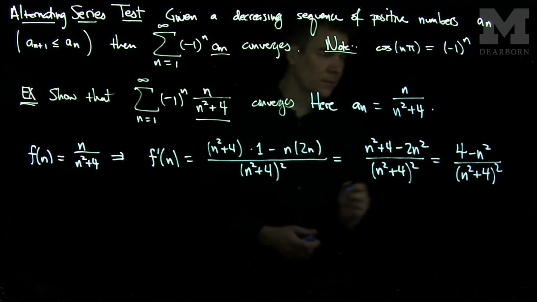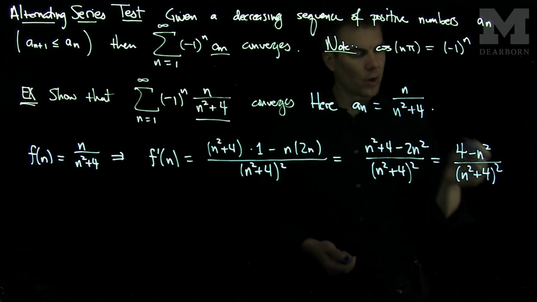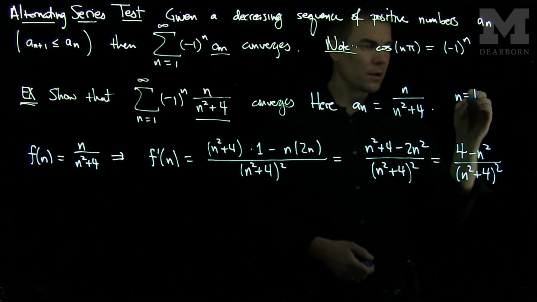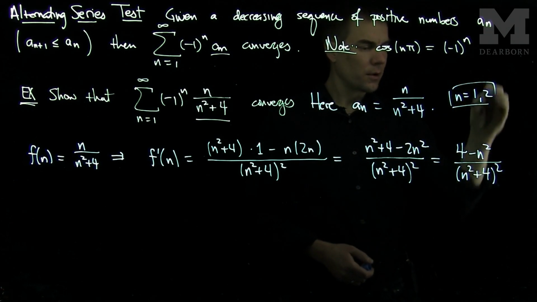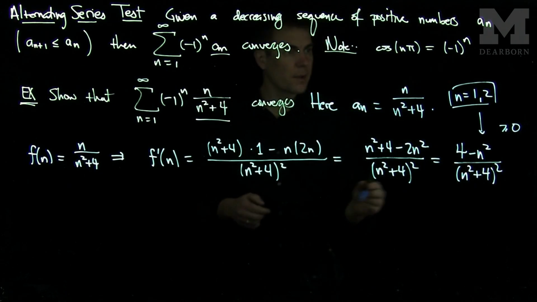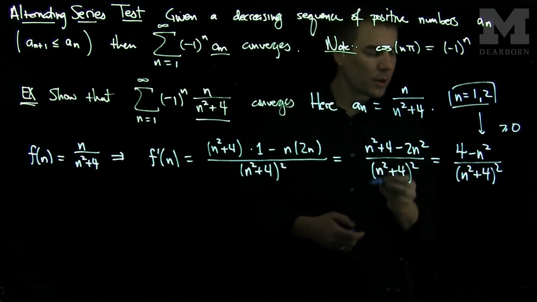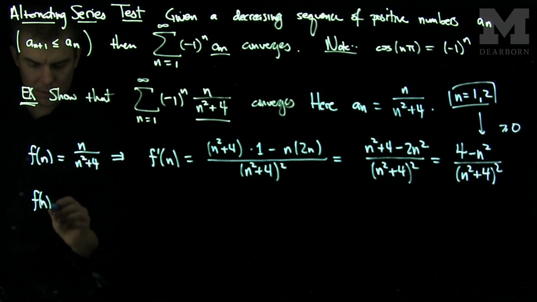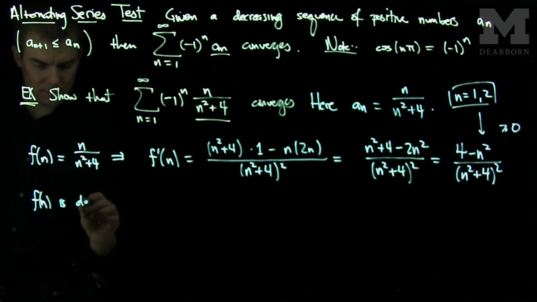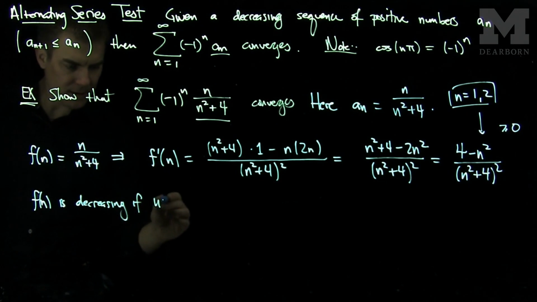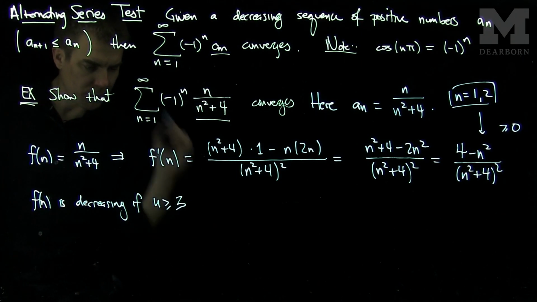We see, however, that if n is equal to 1, this is positive, and if n is equal to 2, this is equal to 0. So for n equals 1 and n equals 2, this term is greater than or equal to 0, so it's increasing initially. But once n gets past 2, the sequence is decreasing. So f(n) is decreasing if n is greater than or equal to 3.